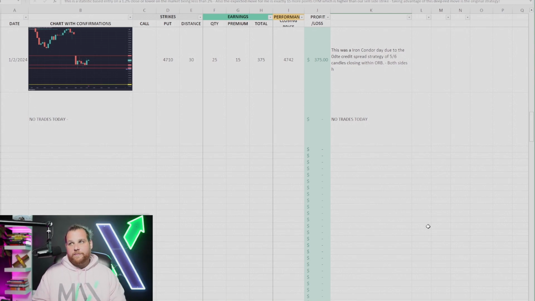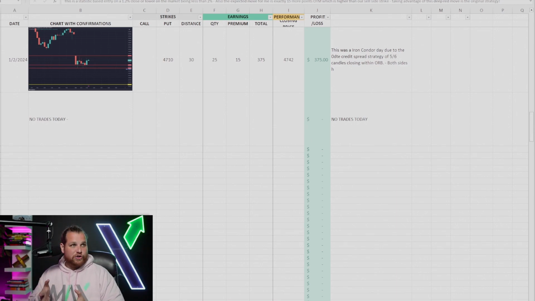Highly, highly profitable. You could take a fat loss. Don't get it confused. You can take a fat loss. The risk management on the statistical based entry would be the same as your risk management as a day trade. So whatever your personal risk management is, your size management, your emotional management, whatever your day trading rules are, it should match identical.